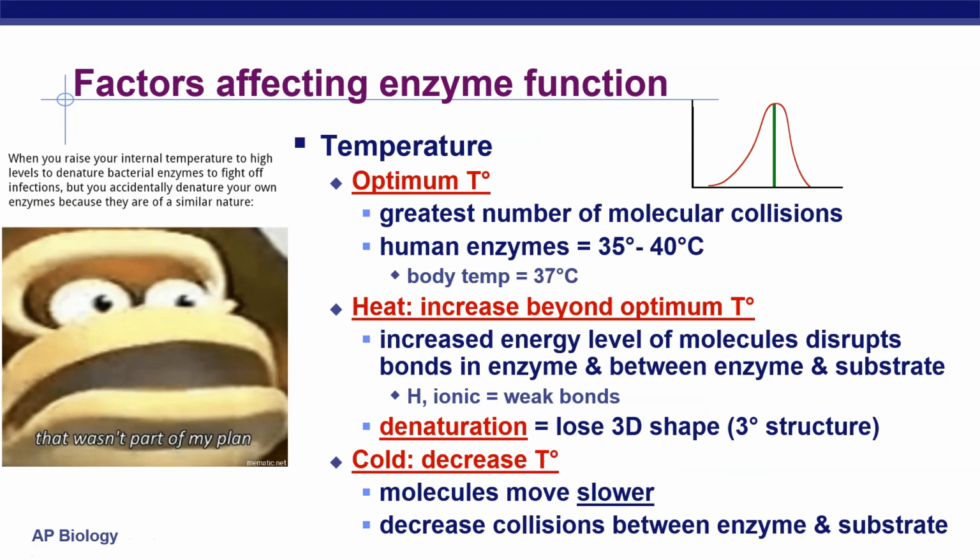Now, temperature. Temperature affects enzymes much like it affects any protein, because proteins are highly dependent on their shape. If you change the temperature, you change the energy of each atom and molecule. That means it's going to change its shape slightly. So typically, most enzymes operate at what's called an optimum temperature. This is where the greatest number of molecular collisions will happen.